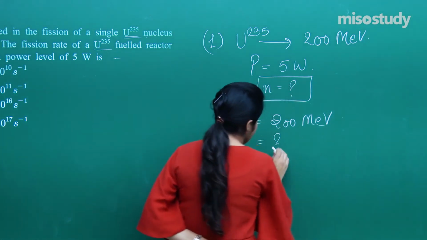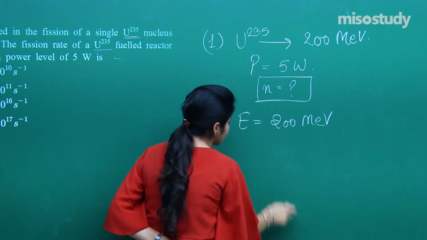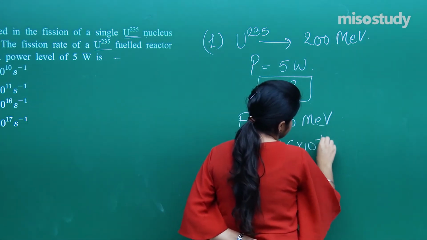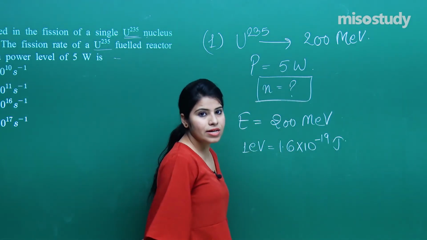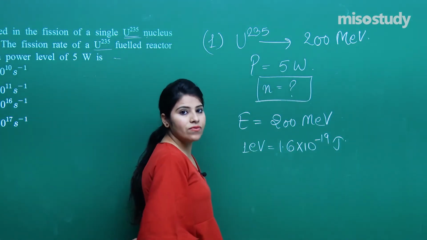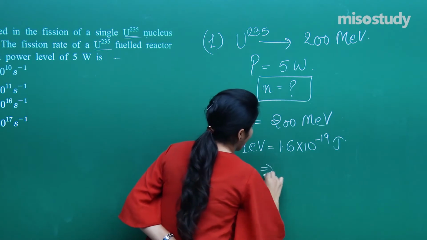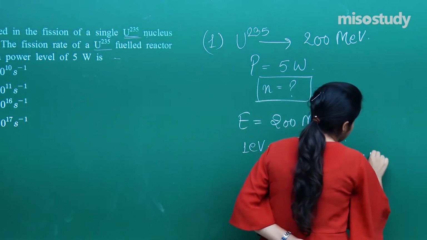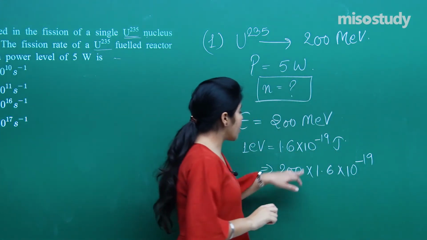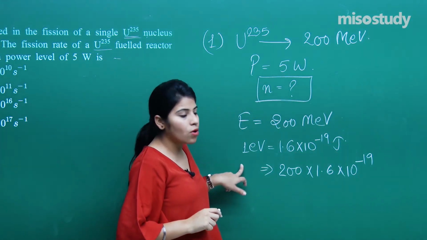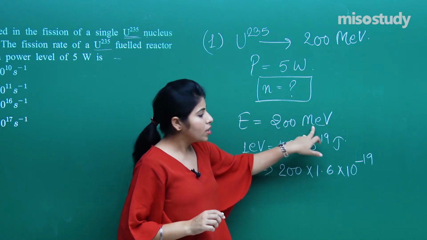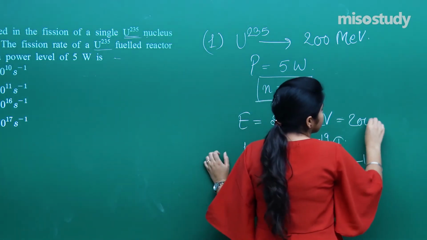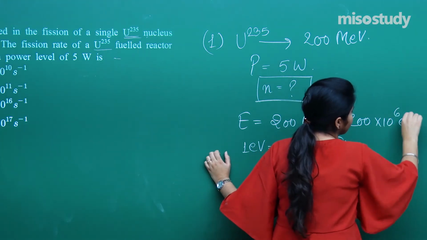Now as you know, I am going to write one thing over here: 1 electron volt equals 1.6 into 10 raised to the power minus 19 joule, isn't it? Now if you want to convert it into joule, you will have 200 into 1.6 into 10 raised to the power minus 19, because this is 1 electron volt and this is mega electron volt. So first of all, we will write it as 200 into 10 raised to the power 6 electron volt.